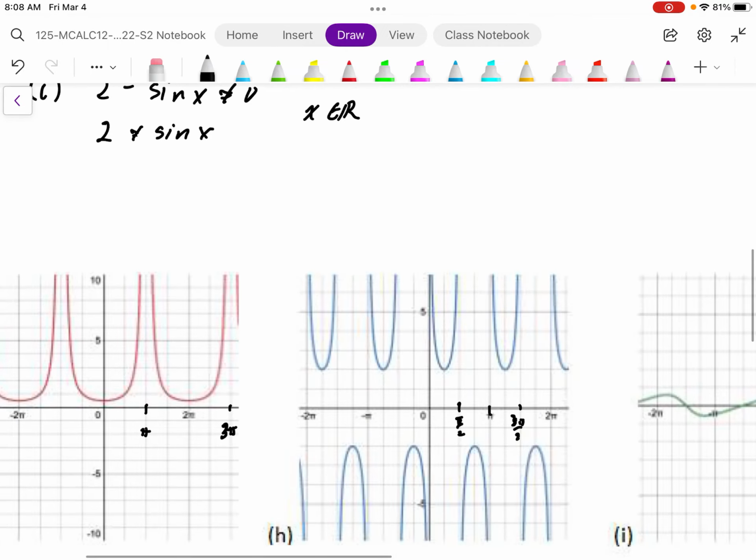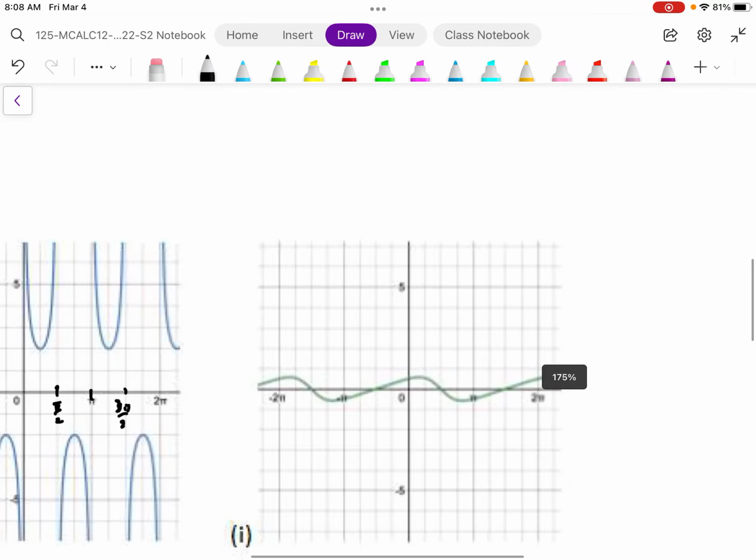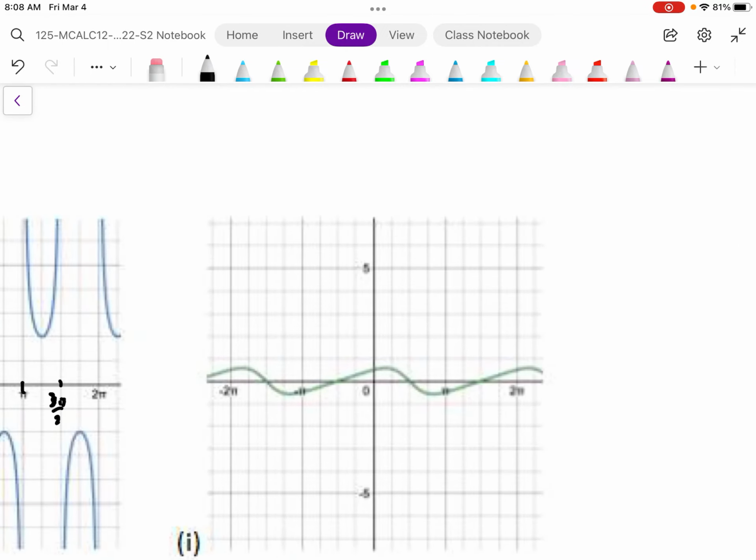And we can see that by looking at the graph of that function in green here. That's going to be all real numbers. There's no gaps. It's smooth and continuous throughout.